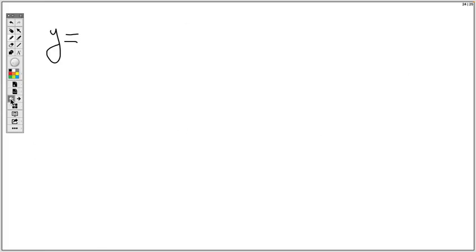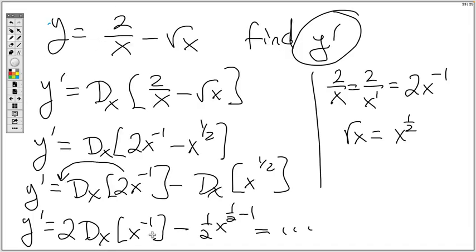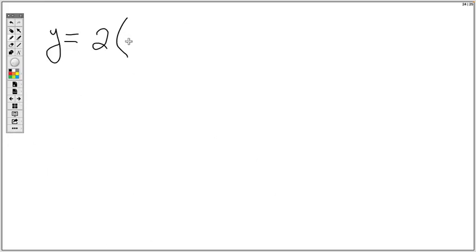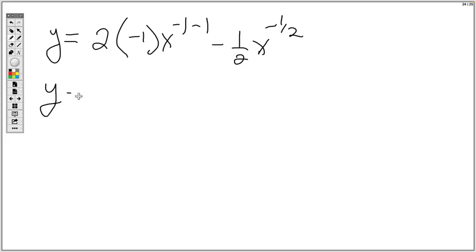Y equals 2. Now, I've got an x to a power. So how does this work? The power comes down front and gets demoted. So it's minus 1, minus 1. Be careful there with the negatives. Minus 1/2 x to the minus 1/2. So for my final answer, I've got 2 times negative 1, which is x to the minus 1/2 x to the negative 1/2.